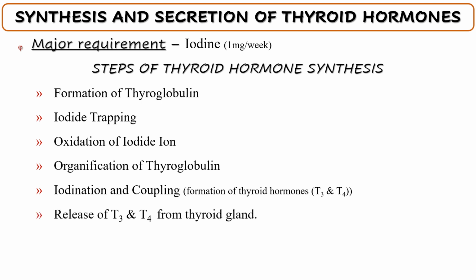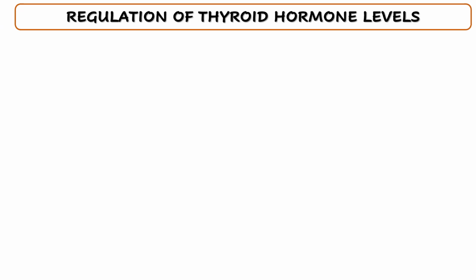And then these hormones, which were stored inside the thyroglobulin, are released by the process of pinocytosis or endocytosis, by the action of lysosomal enzymes, that is proteases, and released into the blood. And finally in the blood they get bound to the plasma proteins and get transported to their target tissues, where they are stored and released slowly over a period of a couple of days.